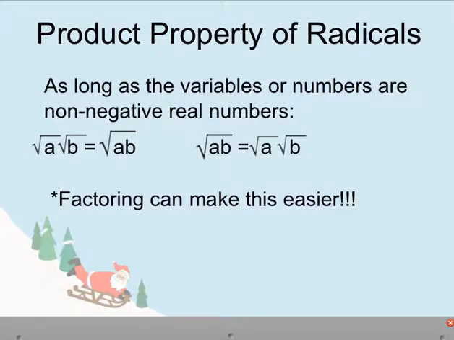We're going to be using this product property of radicals by saying as long as the variables or numbers are non-negative real numbers, we can say that the square root of a times the square root of b is the square root of ab multiplying, and the square root of ab is equal to the square root of a times the square root of b. So we can split up our numbers or multiply them together to make simplifying easier.